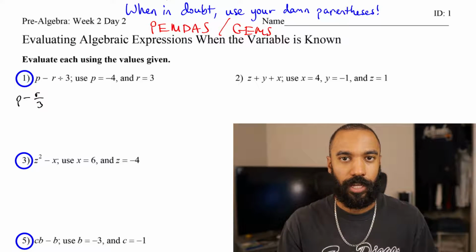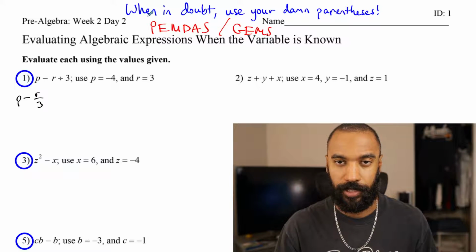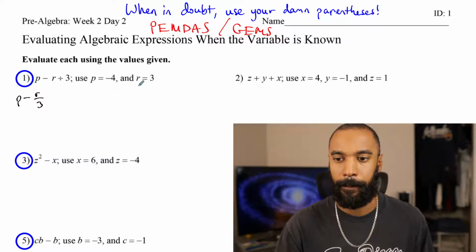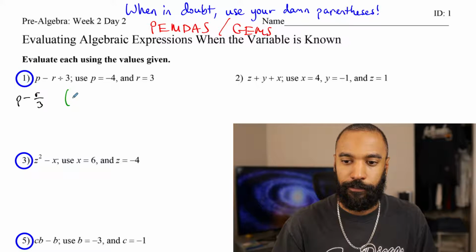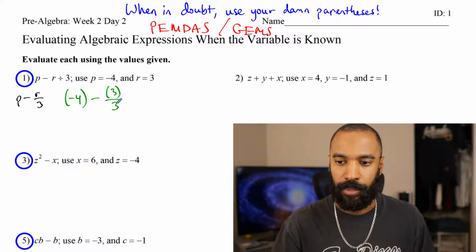Okay, next step is going to be the substitution. And each time I'm going to do this, just for point of emphasis, I'm going to use parentheses. Each time I'm going to have doubt, I'm going to use my parentheses. So let's go ahead and do that. So let's go. P is negative 4, parentheses around there. Negative 4 in for p, minus r is 3, and this is divided by 3.